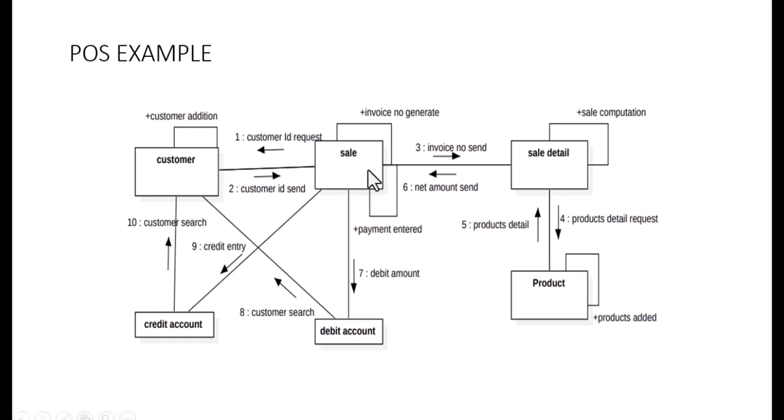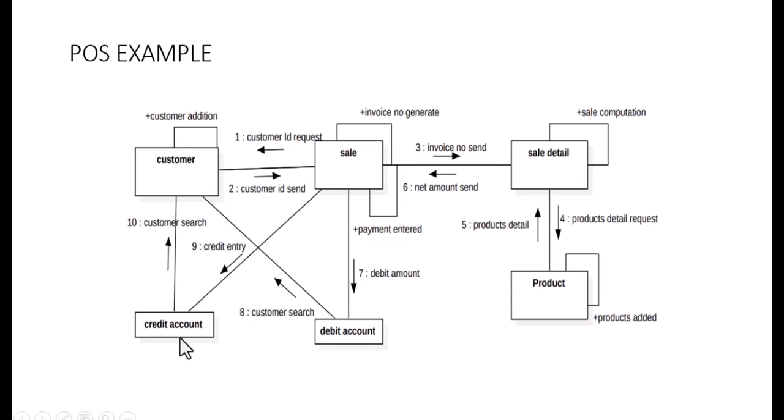This is the sale main object which contains the customer ID, and this is the sale detail object. So the invoice number is sent, and for this particular invoice we can add many products. It will request the product ID and the product detail will come here. Different products can be added, there is no bound. Similarly, when a sale is added, the debit amount and the payment details will be entered. So the debit amount will come to this account, and the credit entry will be here in this credit account.